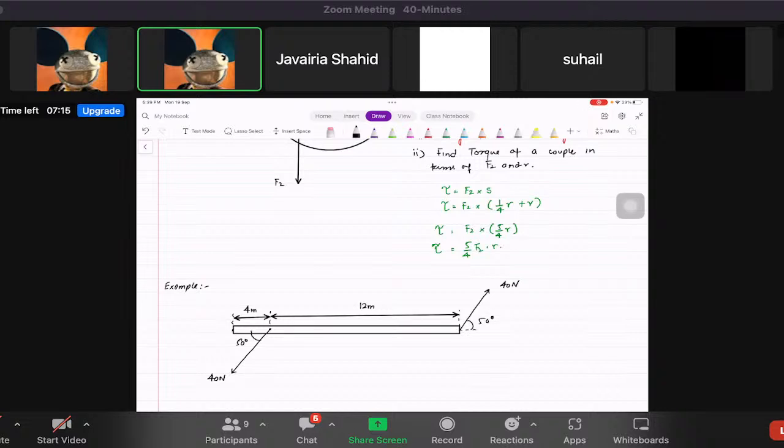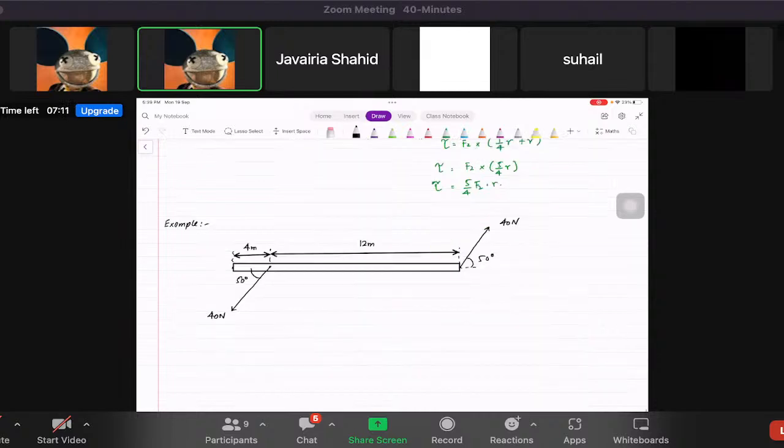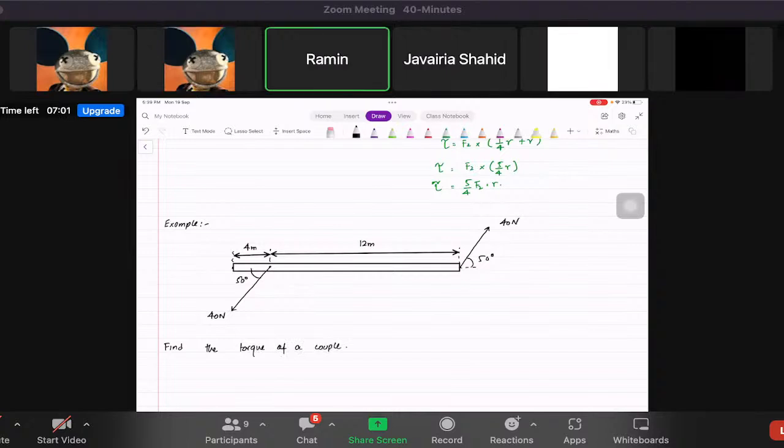Now, Ramin will tell us whether it's a torque of a couple or not. Yes, Ramin. Yes, sir, it is a torque of a couple. That is true. And why is it a torque of a couple? Because it meets all the conditions that we've written. They are two equal and opposite forces. They are parallel to each other, and they're also acting on the same body, right?